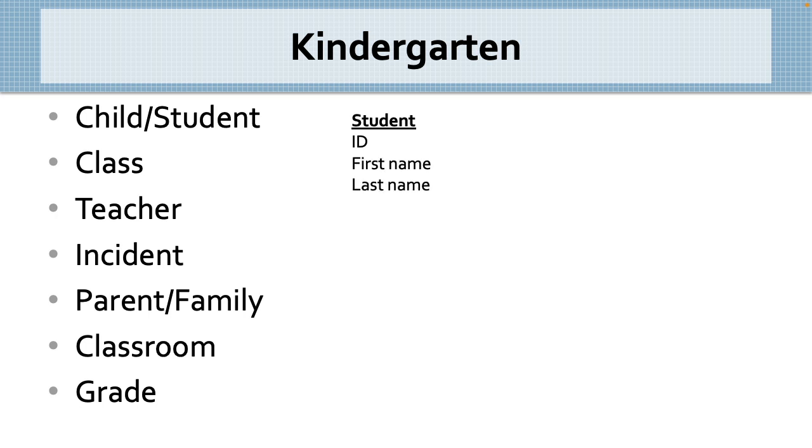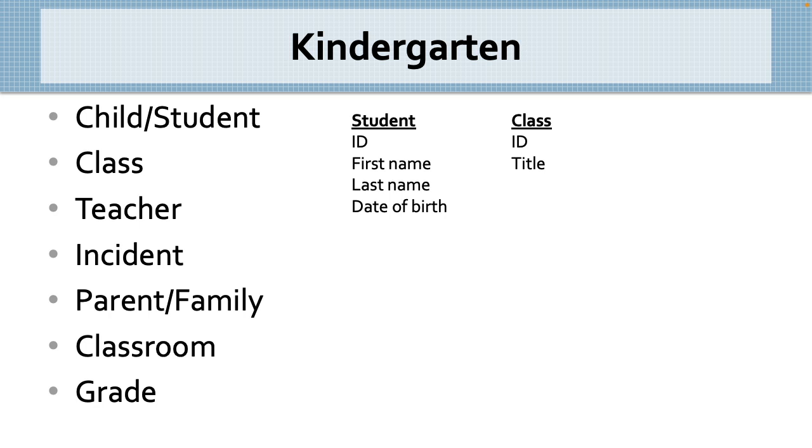First name, last name, date of birth? Good. How are we going to keep track of which class a student is in? Well, class is next on our list to consider. Is class an entity? Yes, a class has several attributes that describe it. An ID, a title like Miss Johnson's pre-K class.